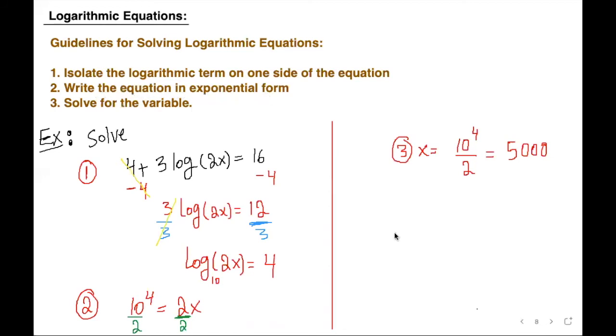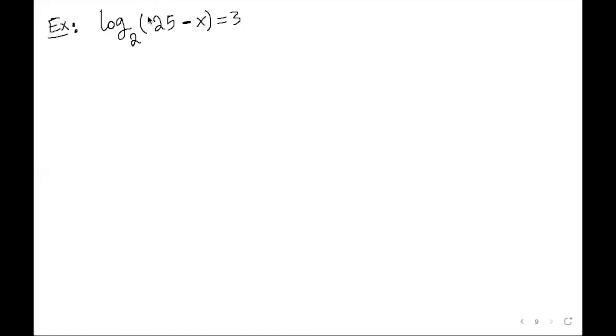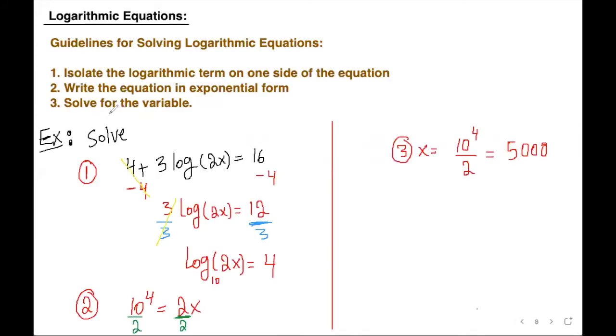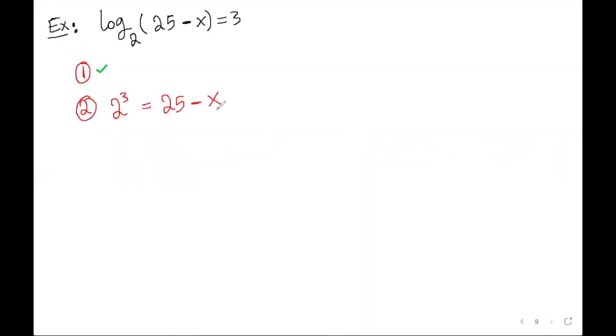Write the equation in exponential form. How can I write this in exponential form? Two to the power 3 equals 25 minus x. Perfect. Knowing this is true, now I have to solve it. The third step, solve for the variable. I need to find x. Two to the 3 is 8, equal to 25 minus x.